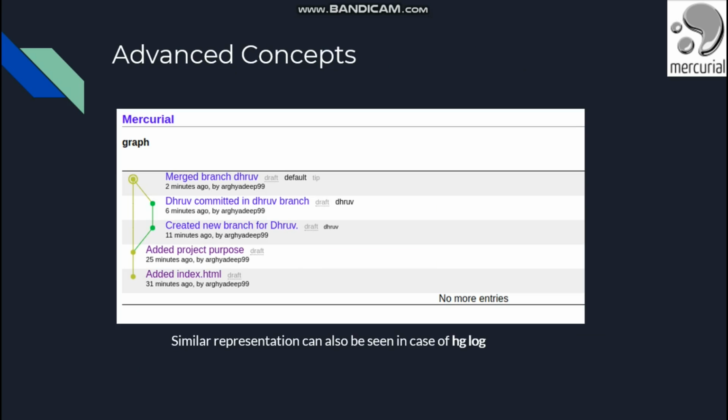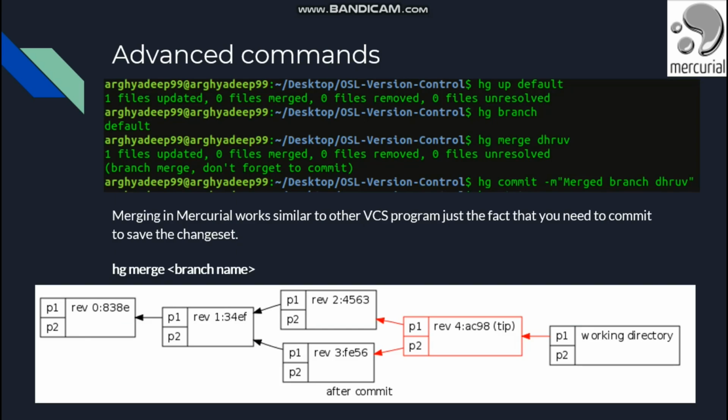Now, how do we merge one branch with another branch, and what is the command in Ubuntu? This is the branch named Dhruv, which has two commit messages: one is committed in the Dhruv branch and the other is created as a new branch for Dhruv. Those two commits in the Dhruv branch are merged and then saved to the default branch. A similar representation can also be seen in the other case. That is how to use it and what the command is. In Mercurial, this will work with the merge command.